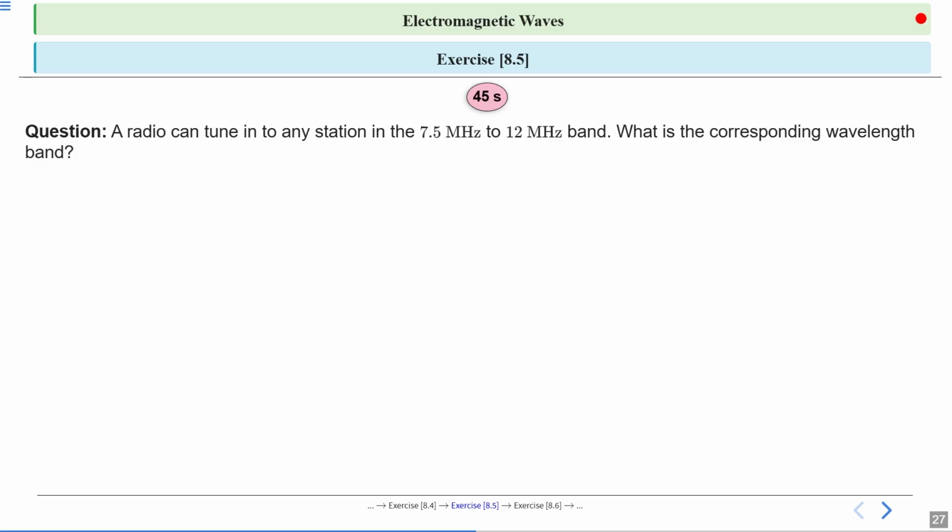So the frequency band is given. A radio can tune into any station in this frequency band. You have to find the wavelength band corresponding to that frequency band. So you have to find the wavelength corresponding to 7.5 megahertz, then the wavelength corresponding to 12 megahertz, then you will find the range of wavelength. I will give you some time to think about it.